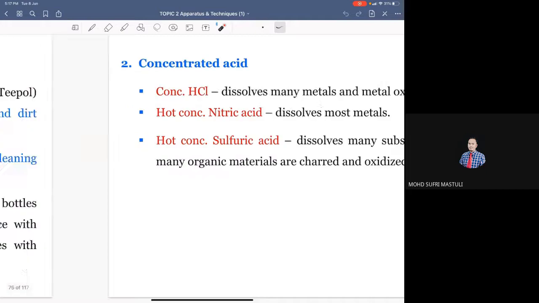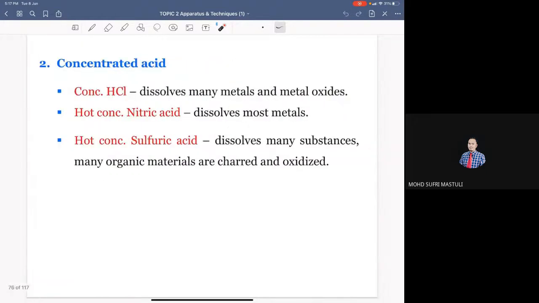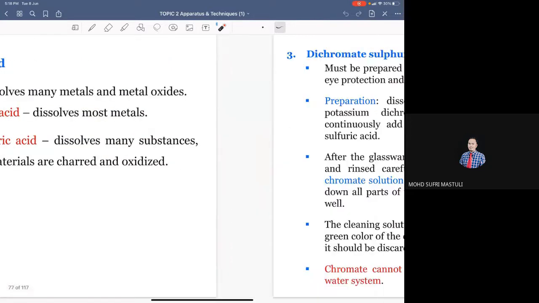This is another cleaning solution, concentrated acid. We can have concentrated HCl, hydrochloric acid, that can dissolve many metals or metal oxides. Hot concentrated nitric acid dissolves most of the metals. Hot concentrated sulfuric acid dissolves many substances. Organic material can be charred or oxidized.